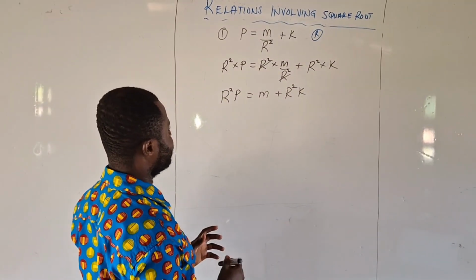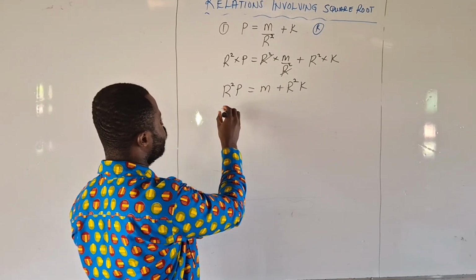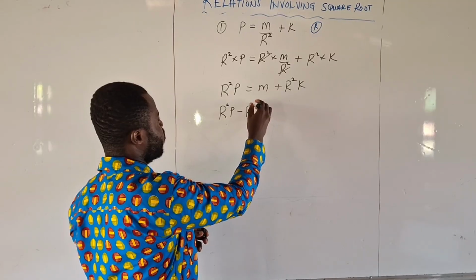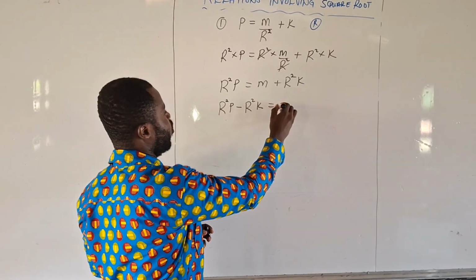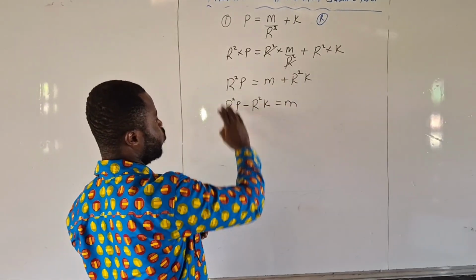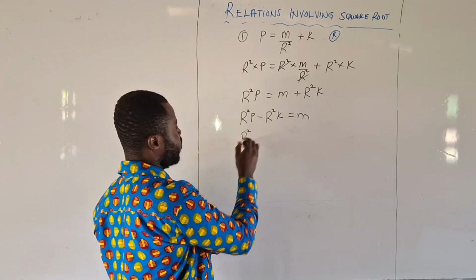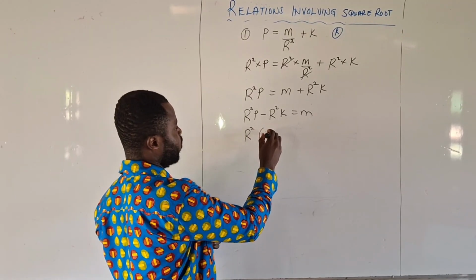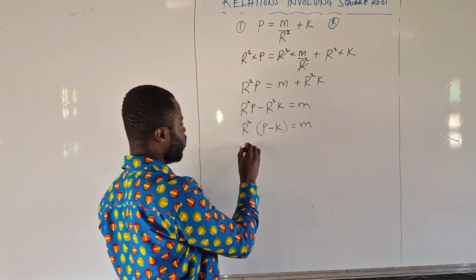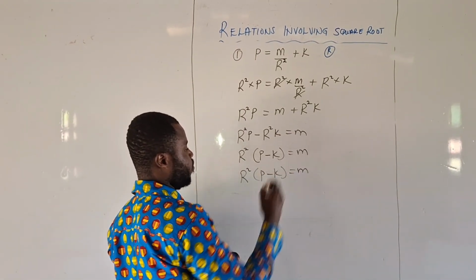Now we are making R the subject. So what do we see? We have R squared here, then R squared there. You have to group them, then factorize them out. So we have R squared P minus R squared K, all is equal to M. Now we did this negative because it is positive here, so coming here will be negative. Now this one, we have to factorize the R squared out. So R squared will come out. Now we have R squared times P minus K is equal to M.